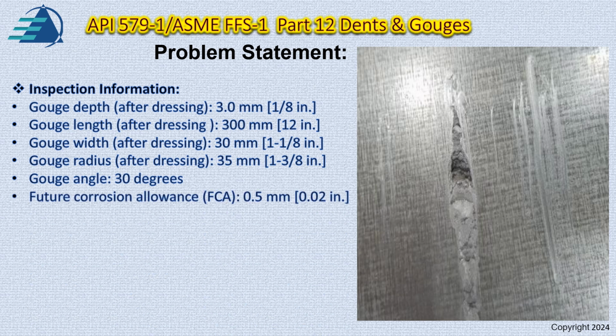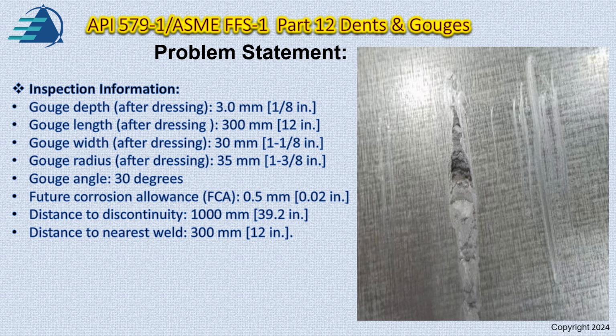The future corrosion allowance is 0.02 inches. The distance from the discontinuity is 1,000. So in this case, I think it's a weld. The nearest discontinuity is different. That's like to a flange. The distance to the nearest weld is only 12 inches away.